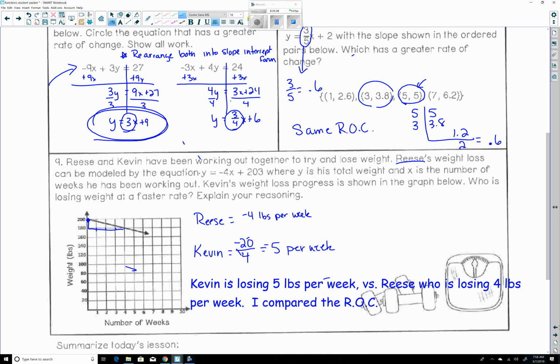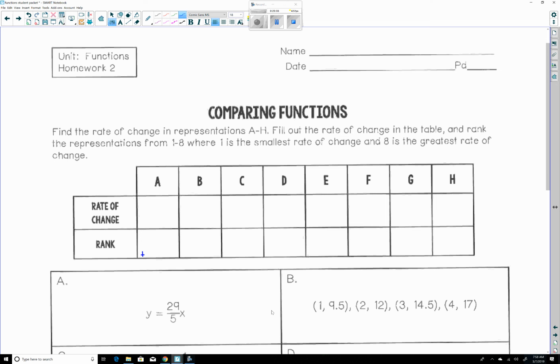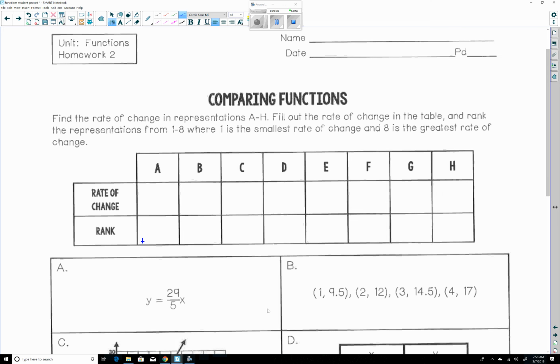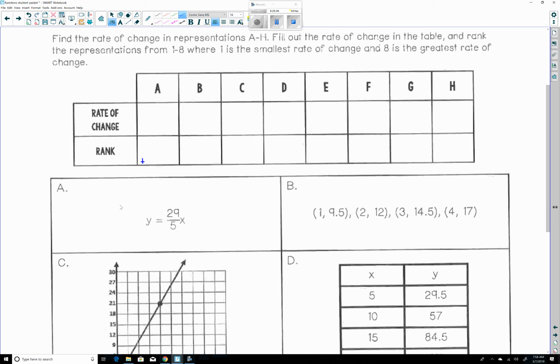There we go. What I want to do really quick, because I'm not here to advise you. And if I am here, that's because I'm reusing a video. But I created these videos because I knew I was going to be out of class. The homework page, which we're going to do in class tomorrow, what you're doing is you're finding the rate of change in all of these situations, and you're going to put them here. Then after you have them all in the table for A through H, then you're going to rank them, where 1 is the smallest rate of change and 8 is the greatest rate of change.